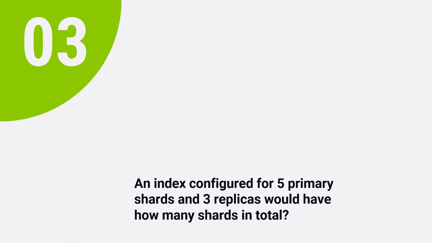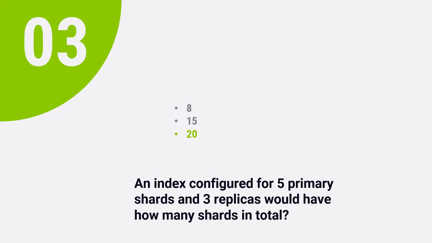Next question. If I have an index configured for 5 primary shards and 3 replicas, how many shards would I have in total? A little bit tricky here. Think about that for a little bit. Is the answer 8, 15, or 20? I can think of ways of doing the math where I could get any of those answers, but the correct answer is, hit pause if you still have to think about it. No cheating. The answer is 20 shards.